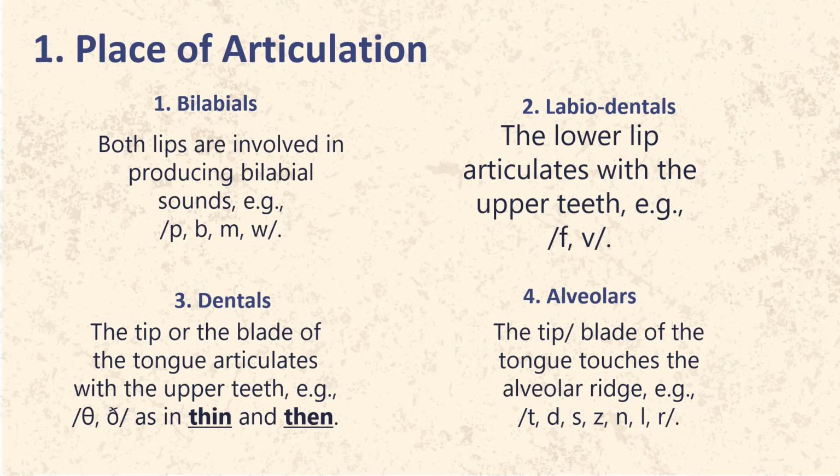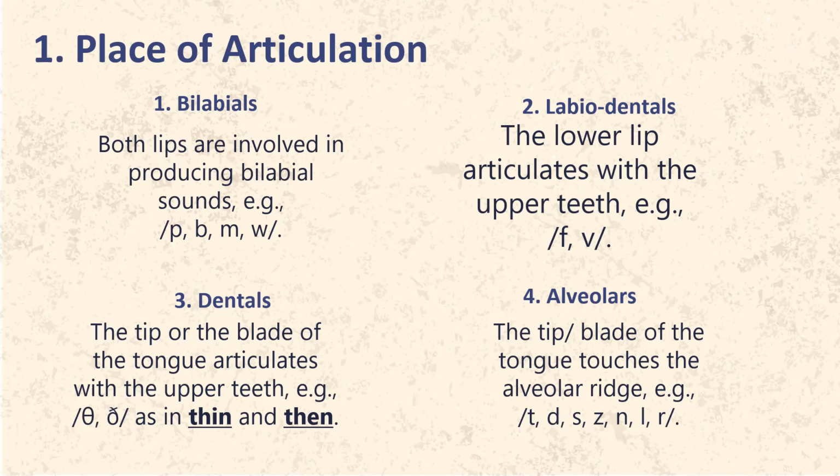The sound f and the sound v. If you try to pronounce them, you will see that we have the lower lip and the upper teeth. These are the two articulators, the speech organs that prevent the air from coming out. We have also dentals. Dentals involve only the teeth and the tip or the blade of the tongue.